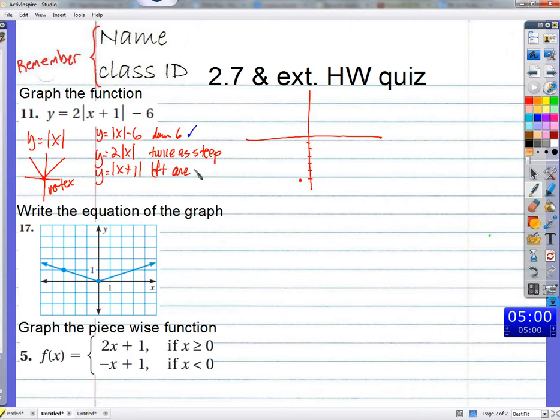So we can check, check, and then we need to make sure it's twice as steep. So this one goes over 1, up 1. This one should go over 1 and be twice as steep, so it should go up 2 for every one that it goes over. Over 1 and up 2, over 1 and up 2. And we could just mirror it there, and there it is. Questions?